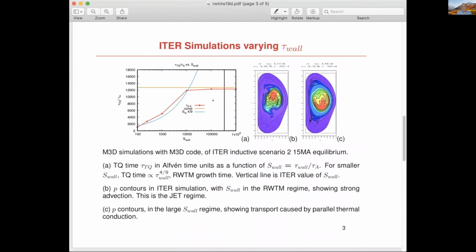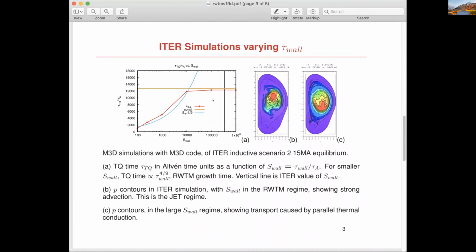So this is just an example of many simulations I've carried out. This is for an ITER example, with my code, the M3D code, for a particular ITER case. These are cross sections on the right, through the torus, showing the pressure perturbation, the total pressure.